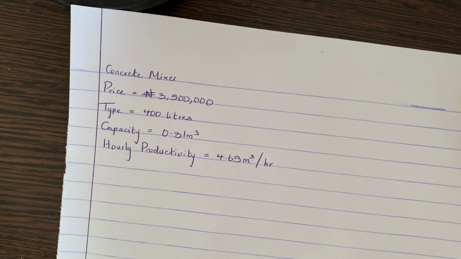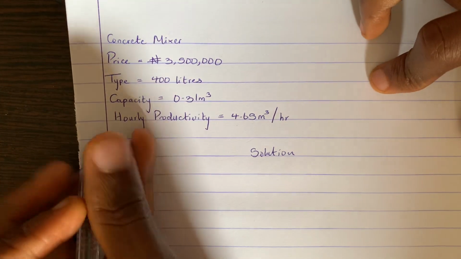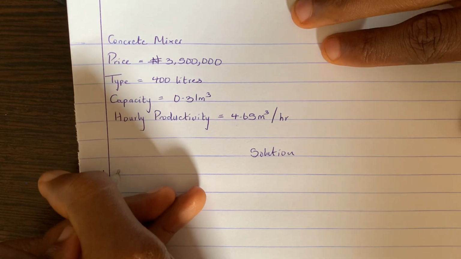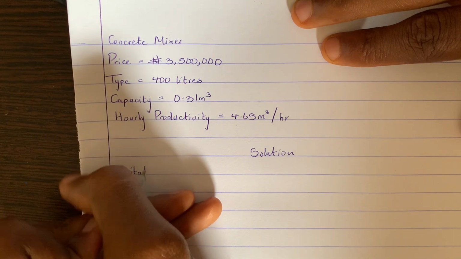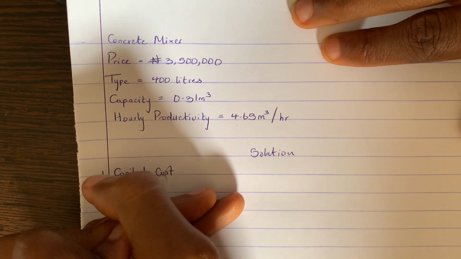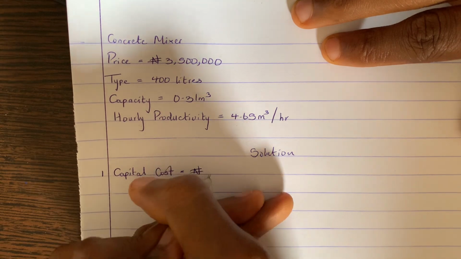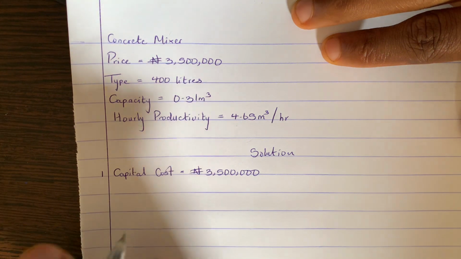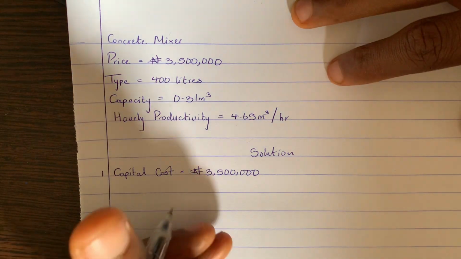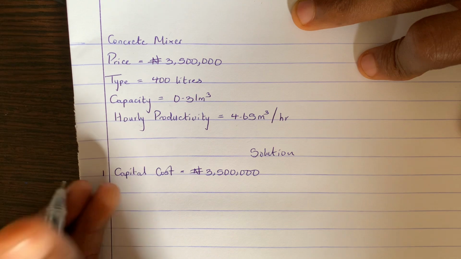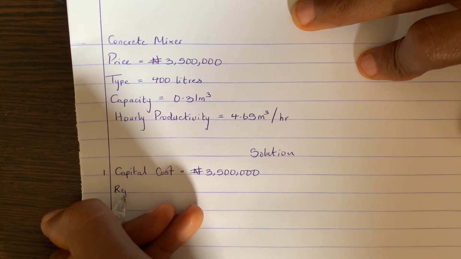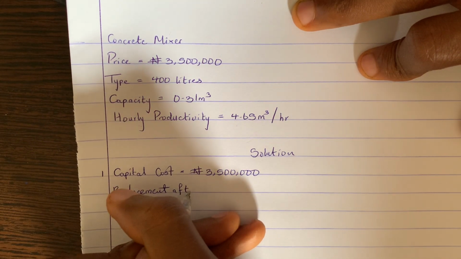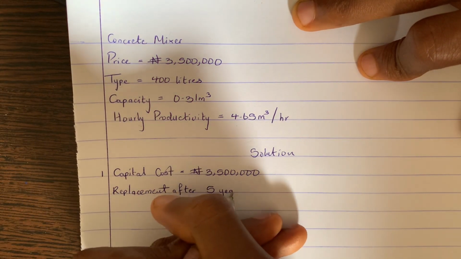So now let's start so that you can understand it better. The first thing is what? The capital cost. How much you used to buy the machinery. So capital cost is equal to 3.5 million naira. Like I said, we are going to be using this particular machine for 5 years. So replacement after 5 years.